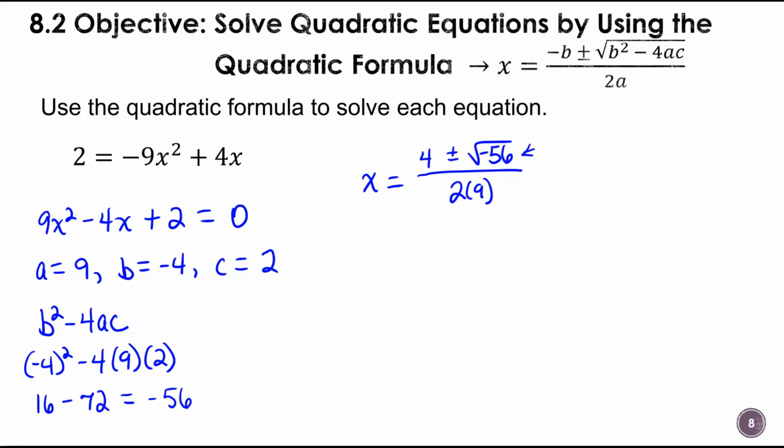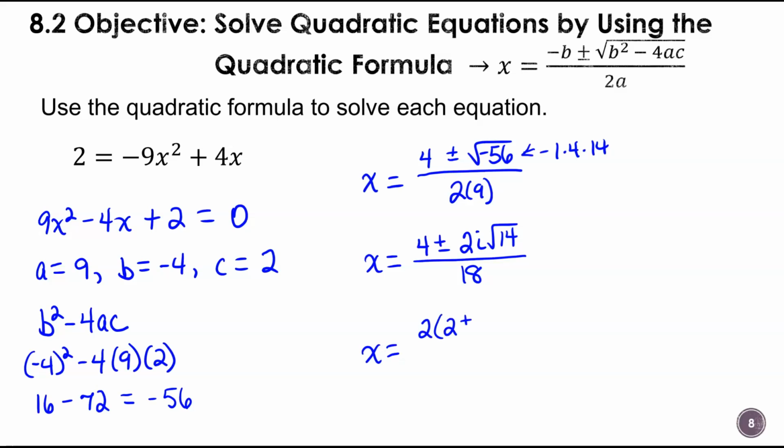Let's see, so that's going to be negative 1 times 4 times 14. I had to think about that for a second. And then that's 4 plus or minus 2i times the square root of 14 over 18. And then we're going to factor out a 2 in our numerator. Well, I guess technically numerator and denominator.